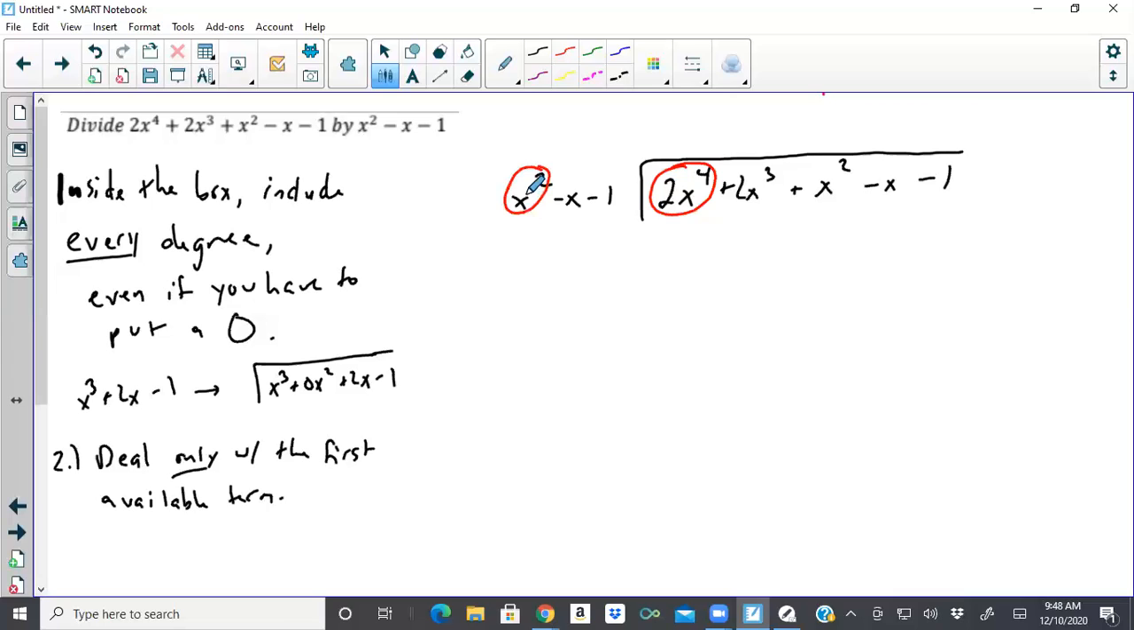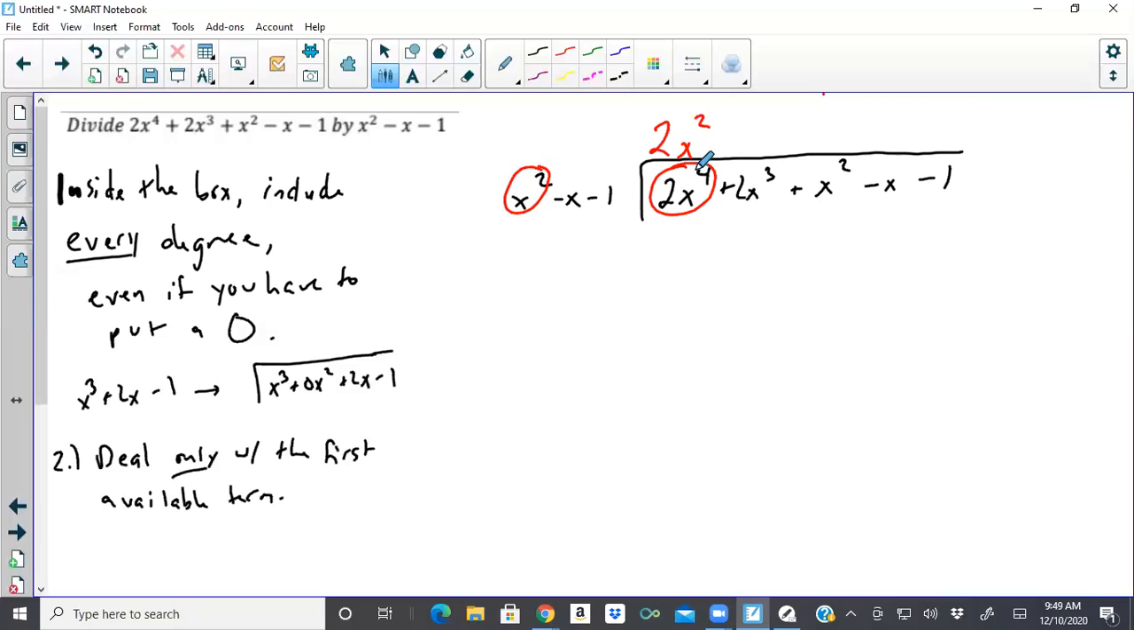Now with that, what I'm trying to do is get x squared to go into 2x to the fourth. So the question that I'm going to ask you is, how do I turn x squared into 2x to the fourth? What do you multiply this term by to get it to become this one? So someone tell me, what do I multiply x squared by to get it to turn into 2x to the fourth? 2x squared. I would multiply it by 2x squared. So that's the number that goes up here, 2x squared. And it goes right above just the same way.